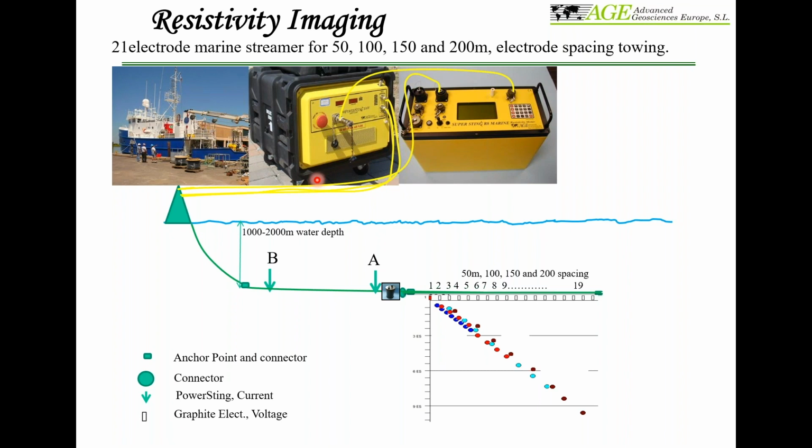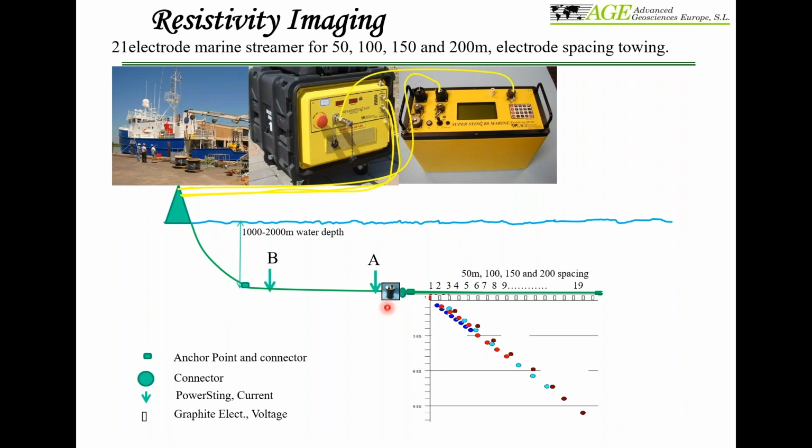We have different versions of this, like 5 kilowatt, 10 kilowatt, and 15 kilowatt. For example, the 10 kilowatt is a low voltage version, like 300, 400 volt, and 27 ampere current output. PowerSting together with SuperSting can be used for deep studies.